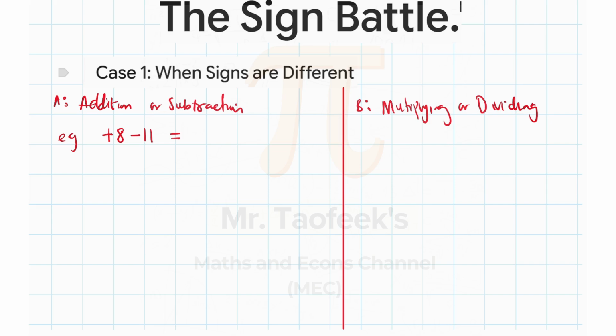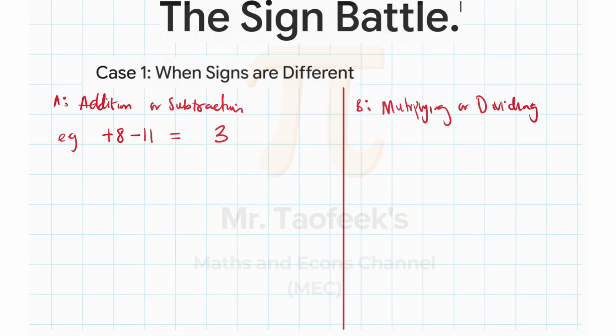What numbers do I have here? 11 and 8. Work out the difference between the both of them: 11, the bigger one, minus the smaller number, 8. That gives us 3. Now the next step is to understand the sign battle. This is plus and this is minus. Whenever you are adding or subtracting different signs, the sign with the bigger number always wins this battle.